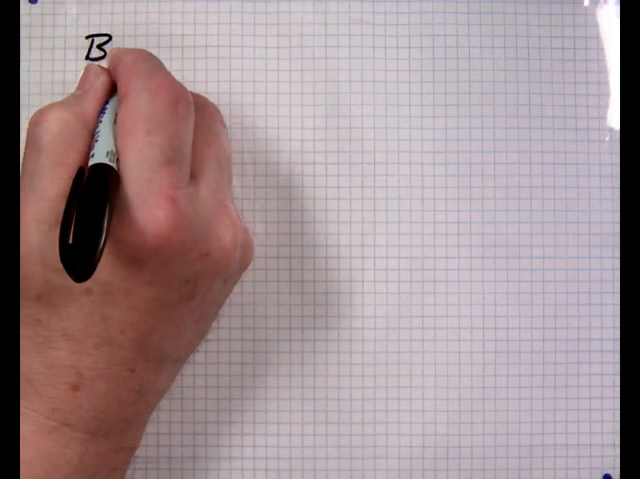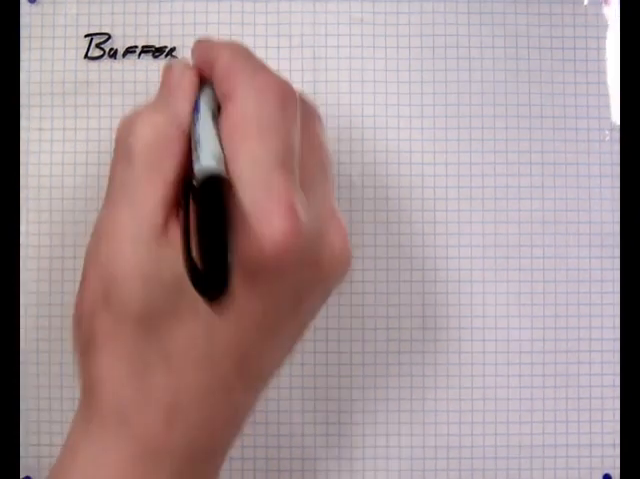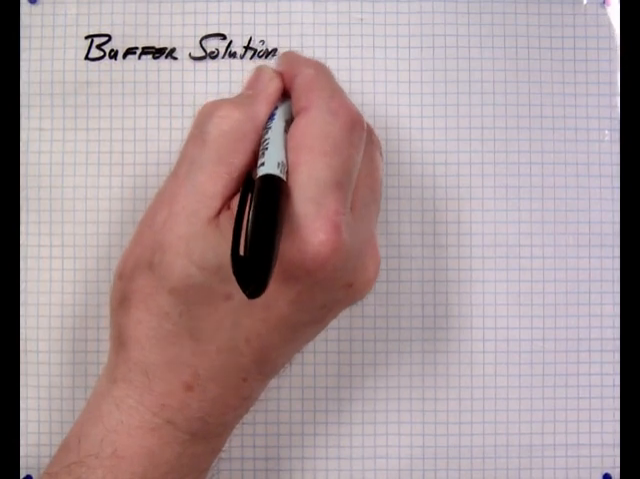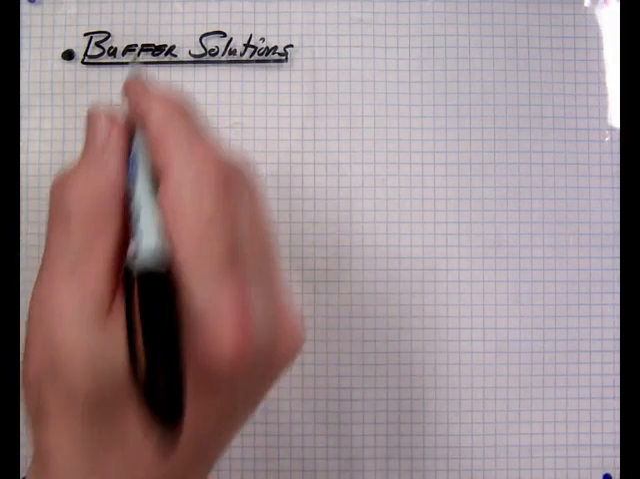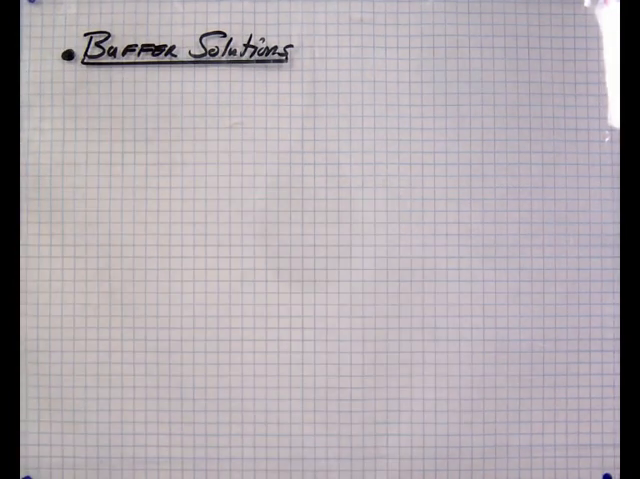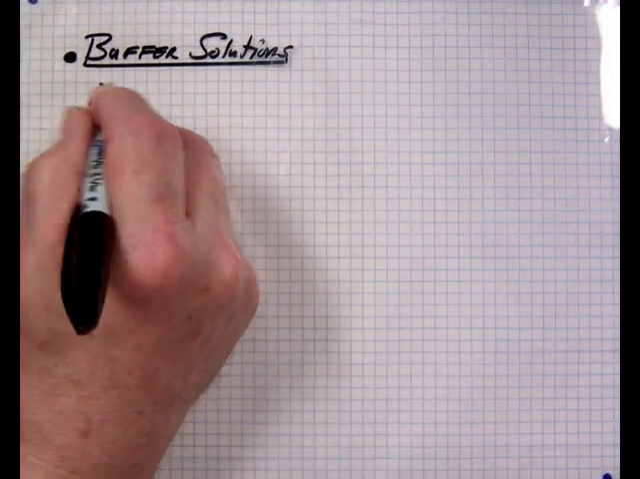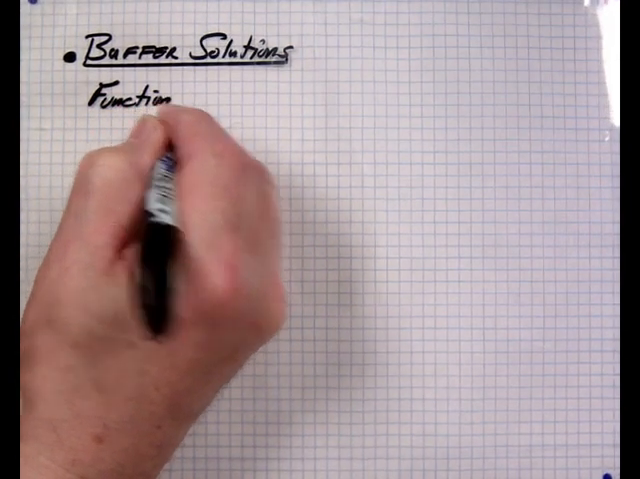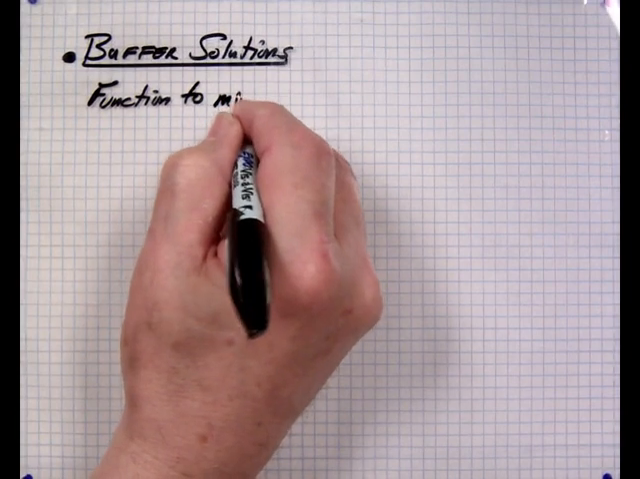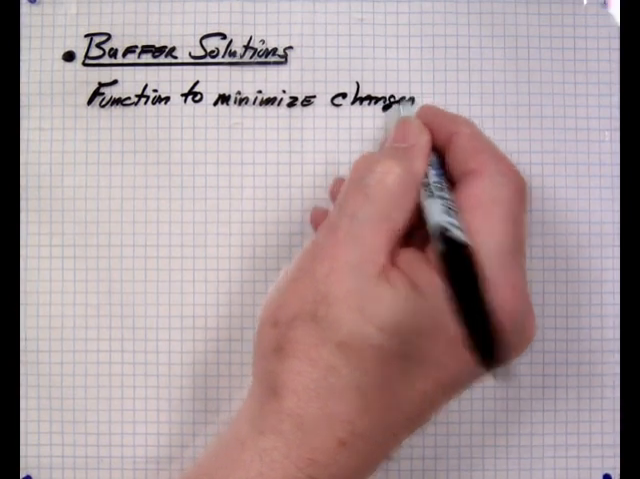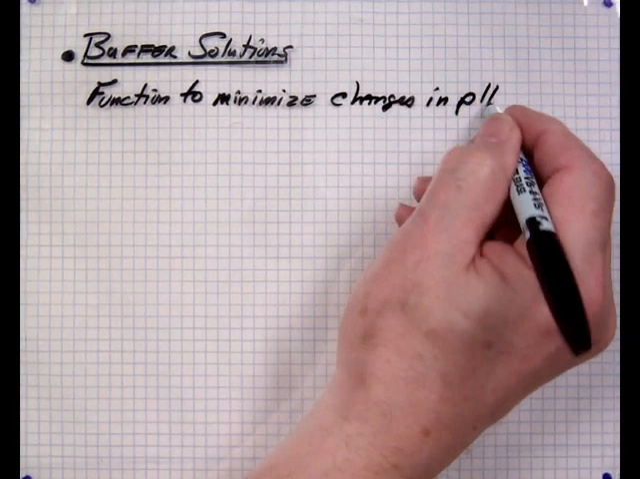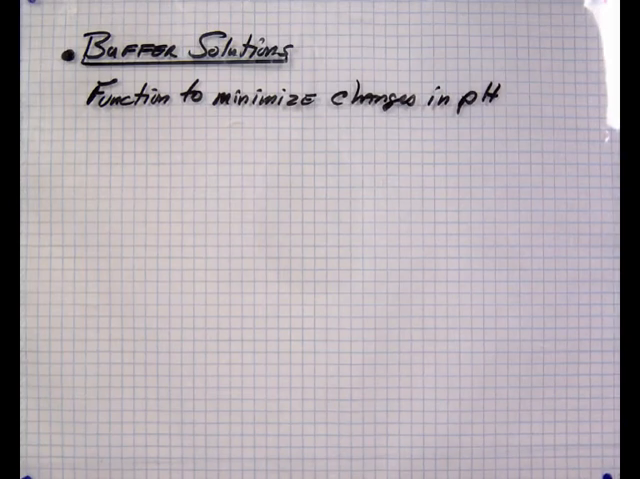Buffer solutions. What does a buffer system do? Buffer systems function to minimize changes in pH if excess hydroxide or acid, or an excess base, has been added into the buffer system.